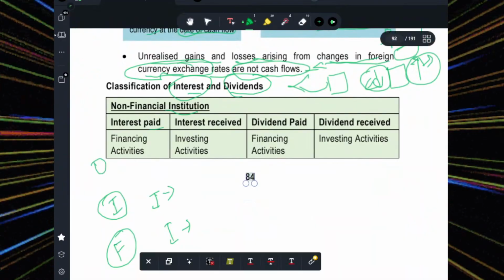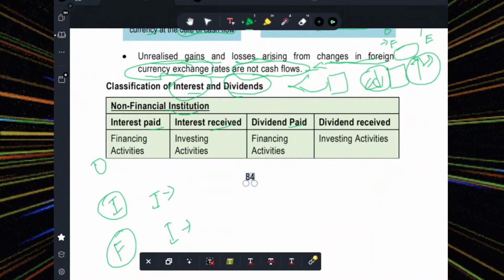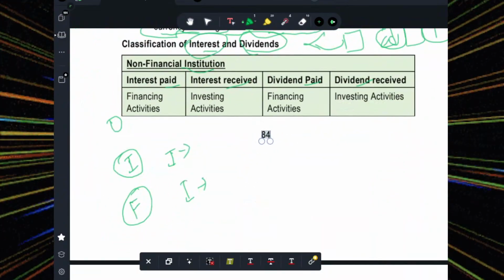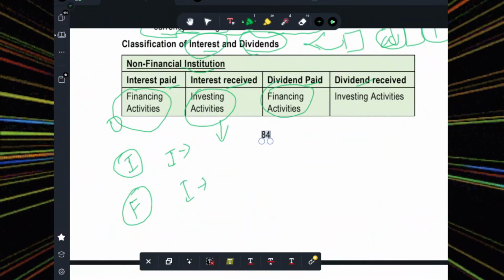For a non-financial institution: interest paid, interest received, dividend paid, dividend received. Interest paid is a financing activity. Interest received from a non-financial activity is an investing activity. Dividend paid is a financing activity, and dividend received is an investing activity. Very good.